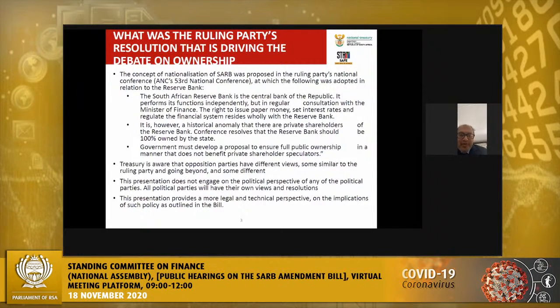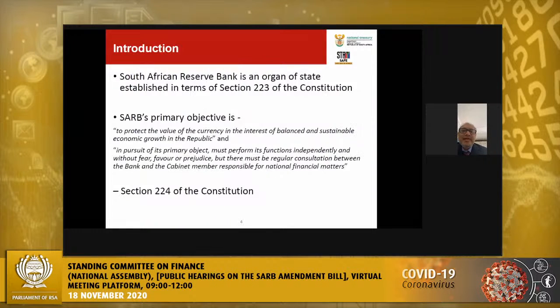We're certainly not going to get into the politics and the views of political parties. This presentation, Chair, is more from a legal and technical perspective on the implications of this policy as outlined in the bill. And we'll leave the politics to the minister and deputy minister to deal with when they need to come in. Next slide.